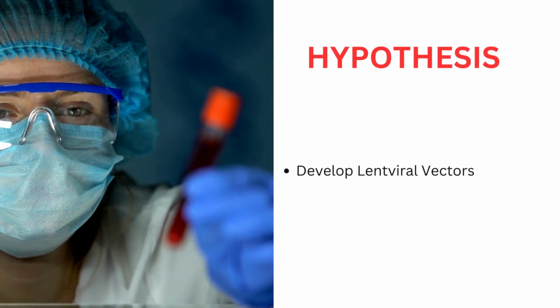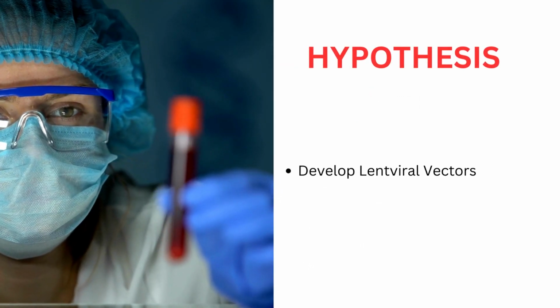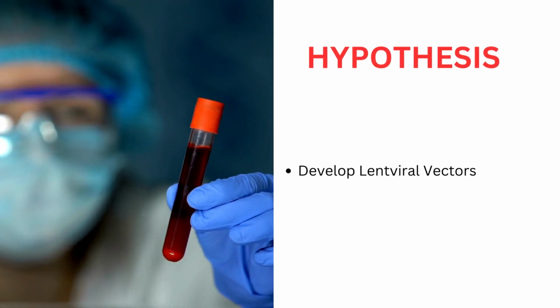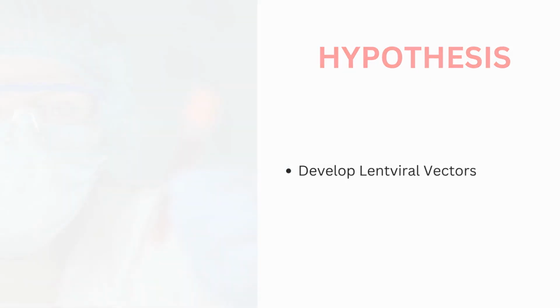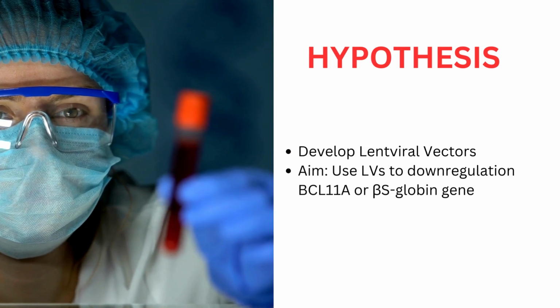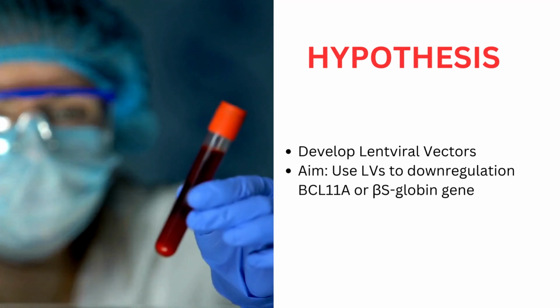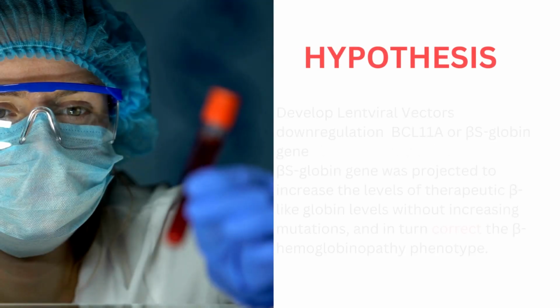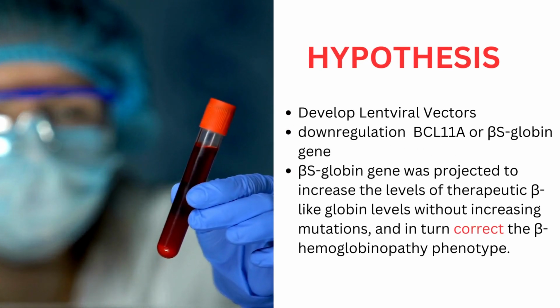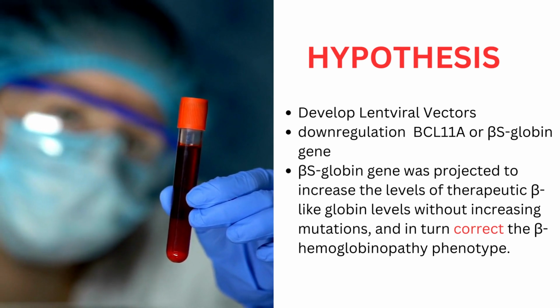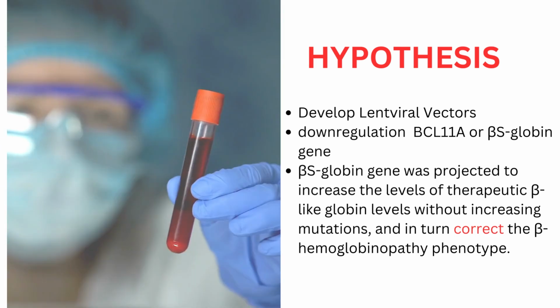The article follows the development of lentiviral vectors used to insert a variant form of the beta globin gene into the hemoglobin units. The aim was to use the developed lentiviral vectors to downregulate either the BCL11A gene or the beta S globin gene, which was projected to increase the levels of therapeutic beta-like globin without increasing mutations, and in turn correct the beta hemoglobinopathy phenotype.